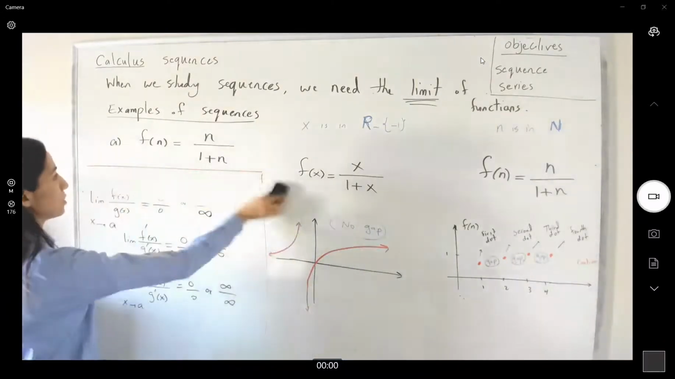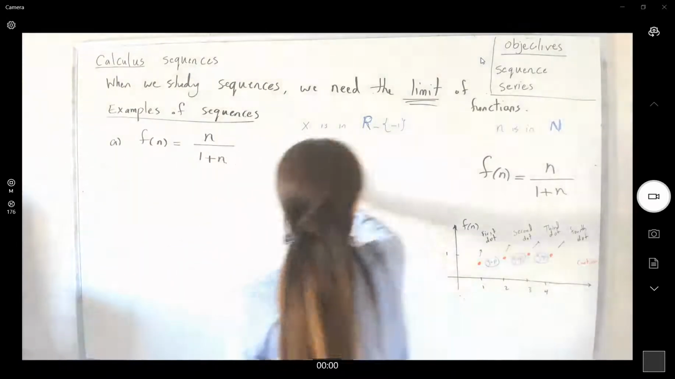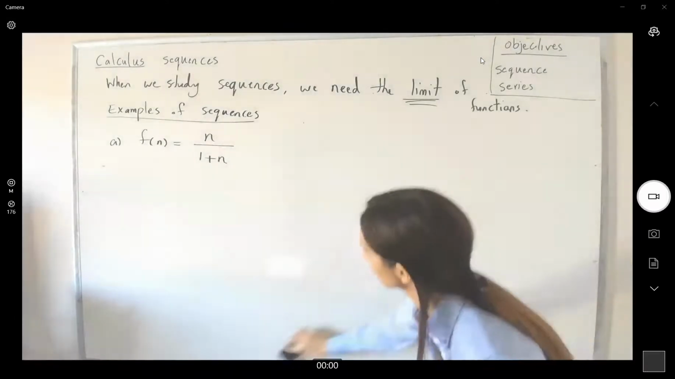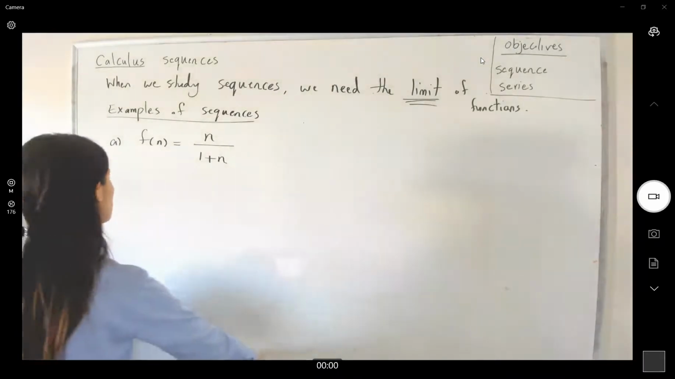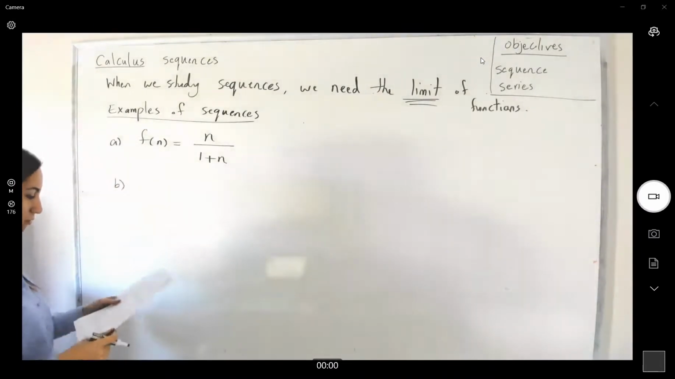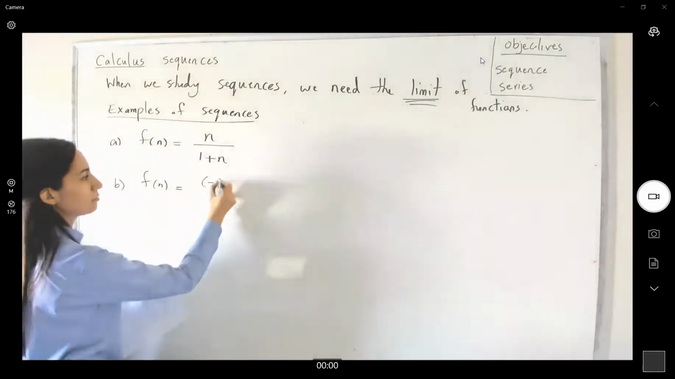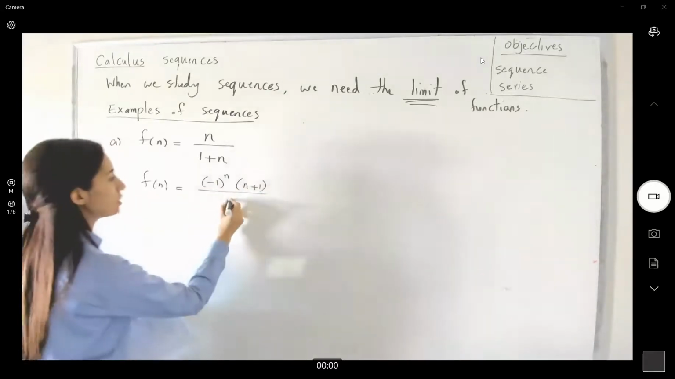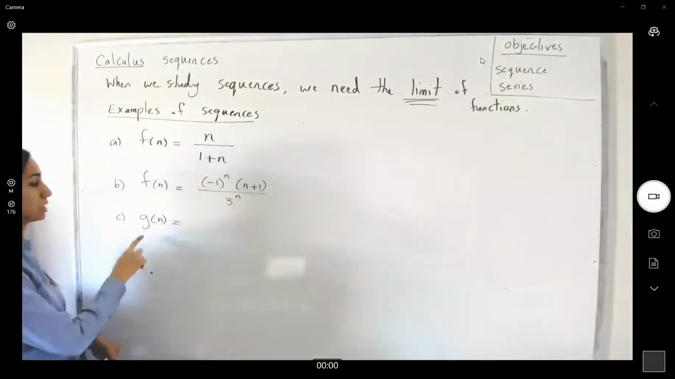More examples for you. This was our first example, and we have other sequences. Let me list some of them for you here. This is A, B, another sequence for you. For example, f of n equals negative 1 to the n times n plus 1 divided by 3 to the n. You can define another sequence using g instead of f.